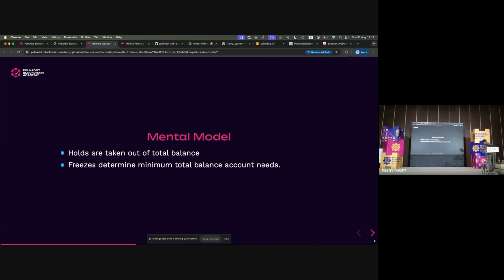You can overlap freezes with holds. So if you stake, you get a hold. If you vote, you get a freeze. And yeah, that's pretty much it.